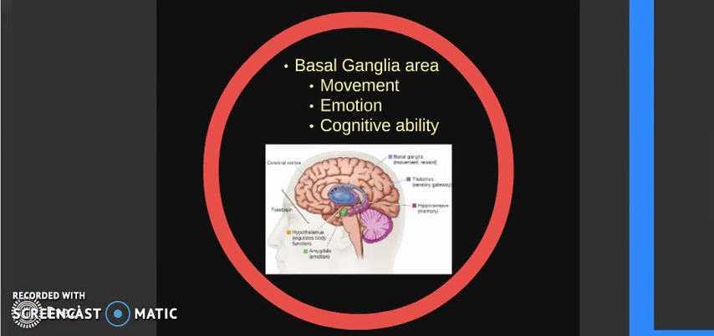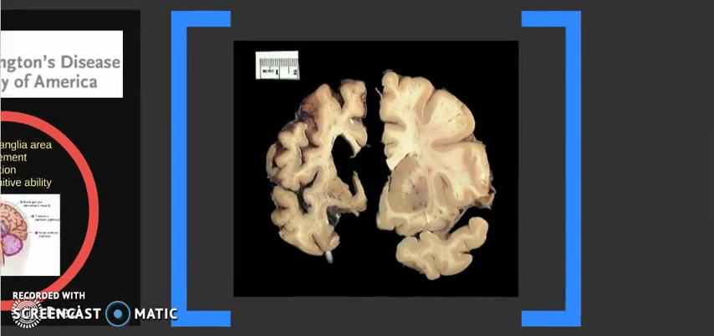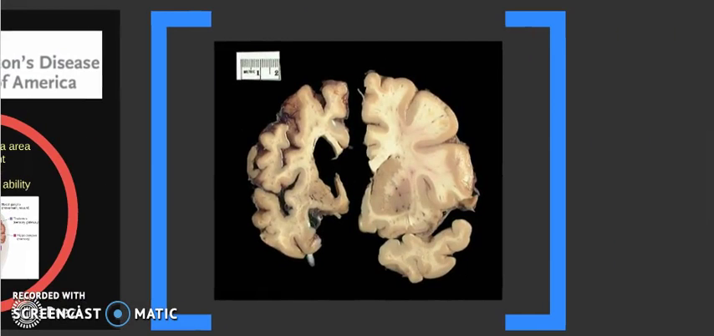The neurons that get affected are in the basal ganglia area of one's brain. The main things it controls are movement, emotions, and one's cognitive ability. In the picture, the basal ganglia is colored in blue. Over the course of time, the HTT gene will start to corrode the basal ganglia area. We can see that here in the CT scan of the patient's brain. It is being compared with the normal brain, which is the one on the right.